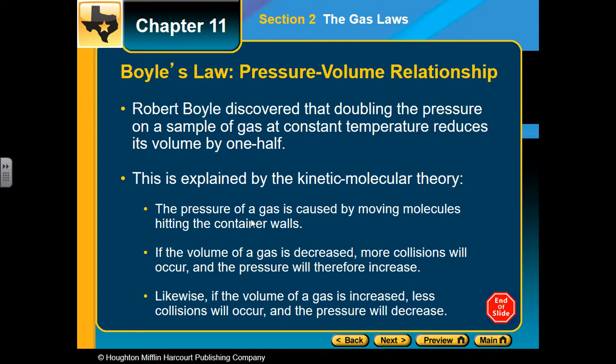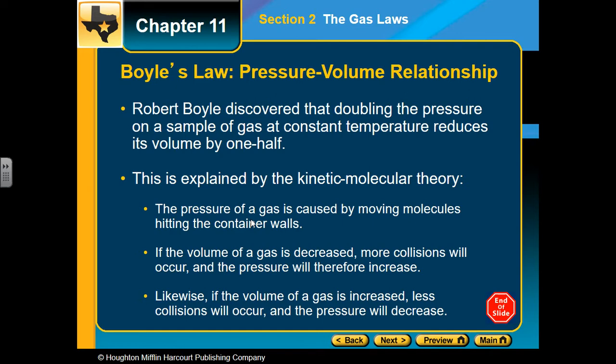The only way you would know you couldn't use Boyle's law is if it says directly in the problem that the temperature does change, or you can see that the temperature is changing. So Robert Boyle discovered that doubling the pressure of a sample of gas at a constant temperature, remember it does need to be a constant temperature, reduces its volume by 1/2. Okay, and this is explained by the kinetic molecular theory.